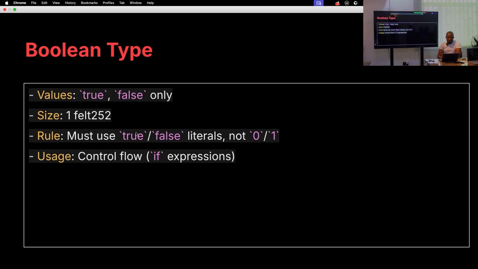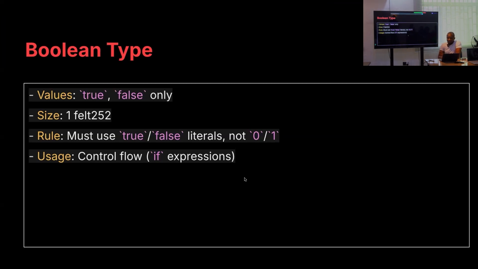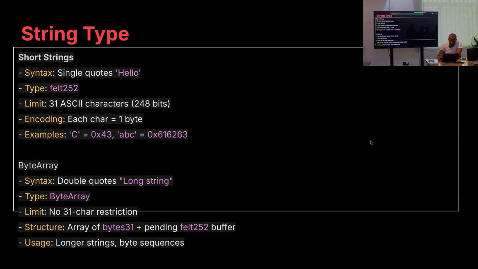Most of the time, you use the Boolean when it comes to control flow, right? We understand what a control flow is, right? What is a control flow? Logic. Things that must be satisfied before your code executes.